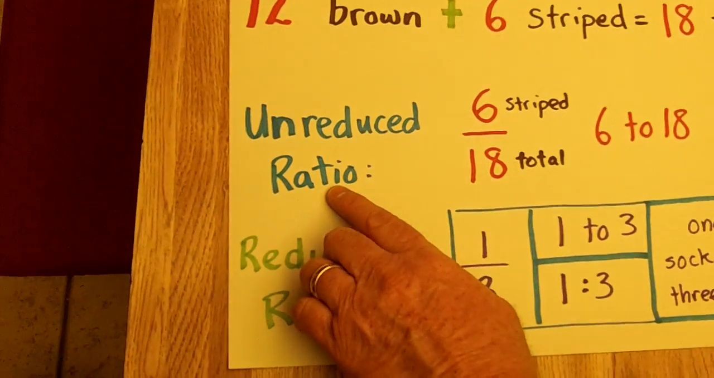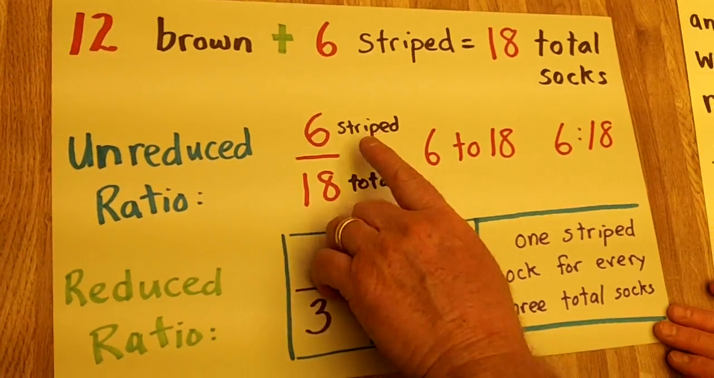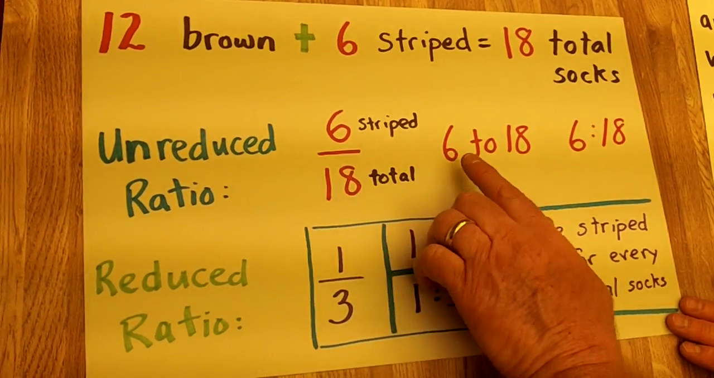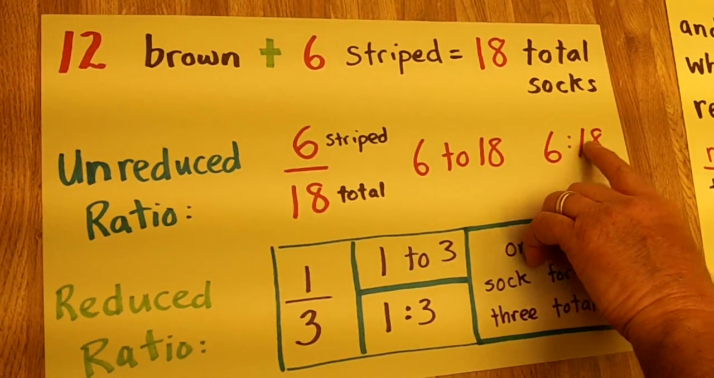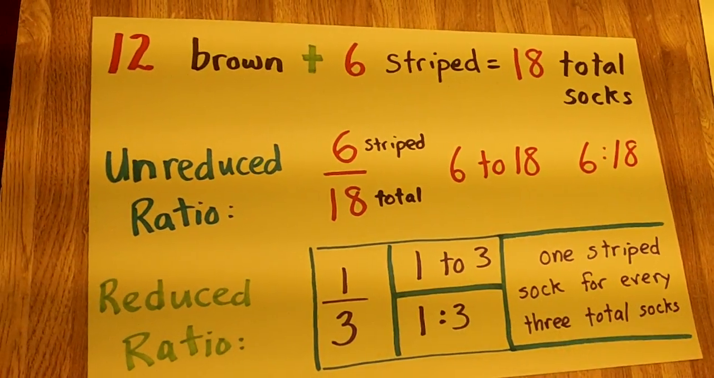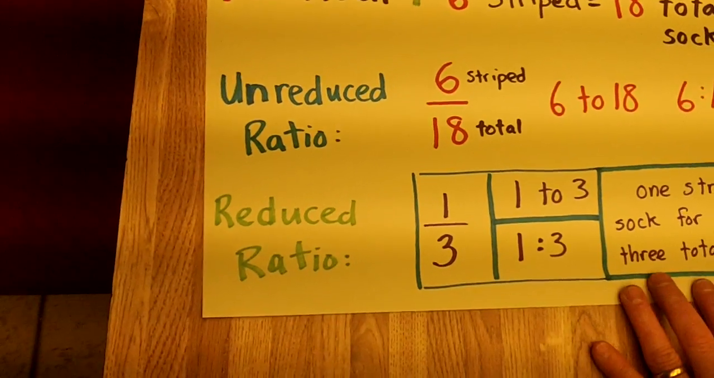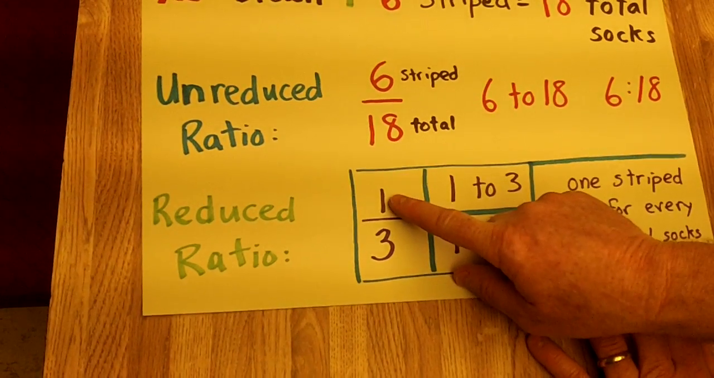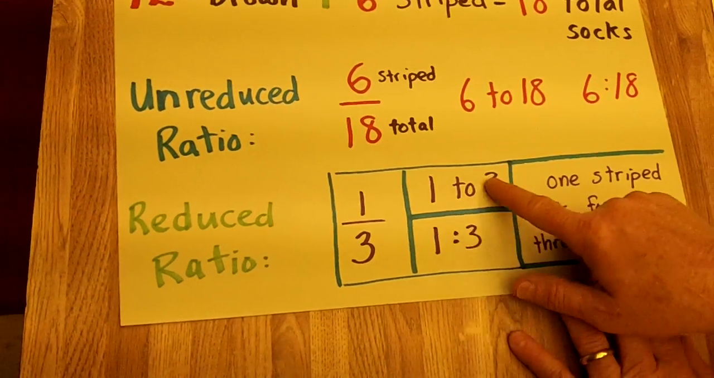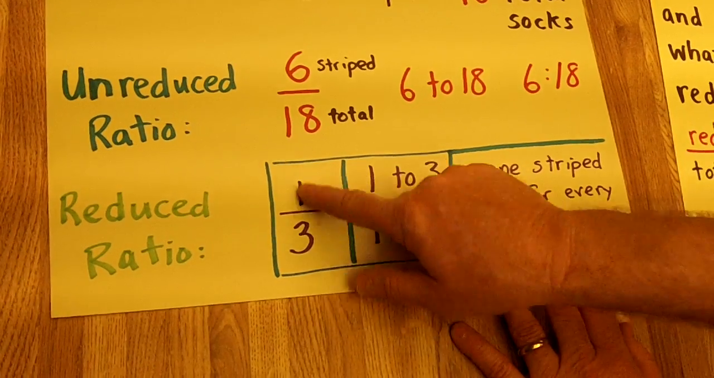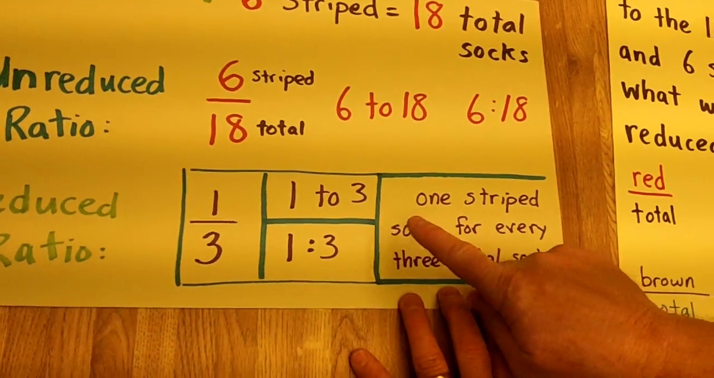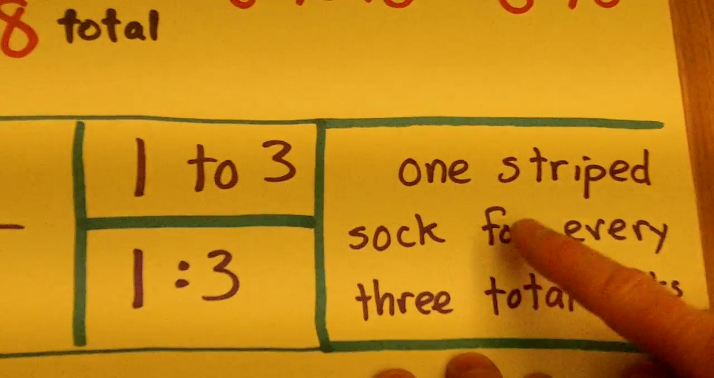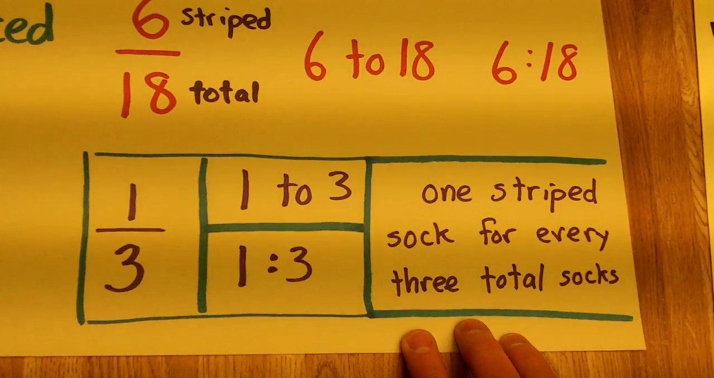Then this gives us an unreduced ratio of 6 striped to 18 total socks. So we say unreduced, that's 6 to 18, or 6:18, or here is the fraction. Now the reduced ratio, if we divide the top by 6 and the bottom by 6, we get a 1 to 3 ratio. 1 to 3, 1:3, and the fraction 1 over 3. So when we put words to it, 1 striped sock for every 3 total socks.